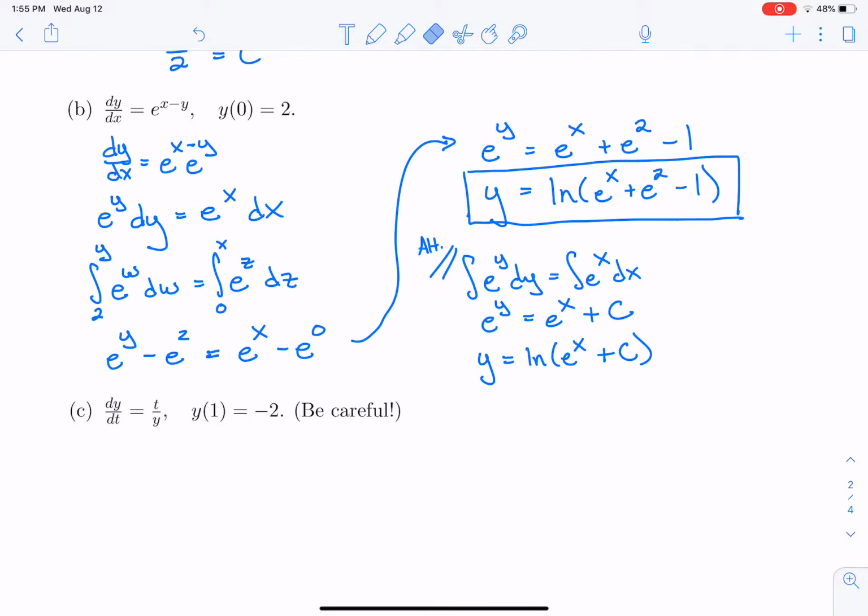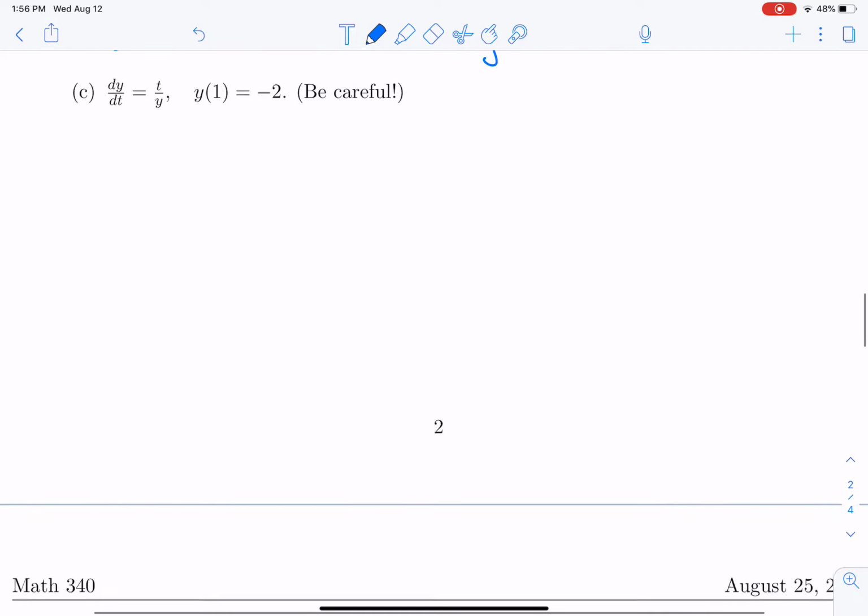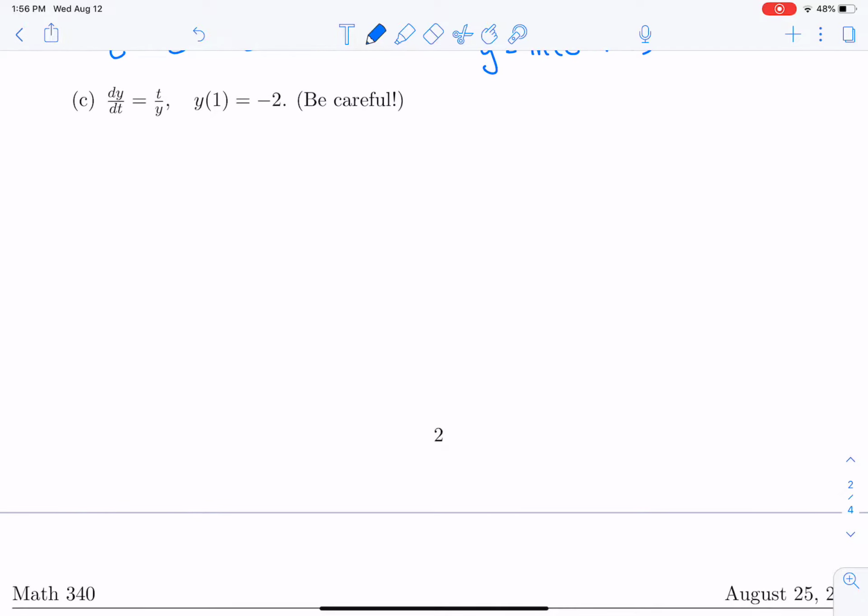Okay, so let's move on to one last example. Okay, dy dt is equal to t over y. And I'm going to separate the variables. I can see that I can do y dy is equal to t dt. I'm going to go ahead and do this using indefinite integrals again. So I can think about this as being the antiderivative of y dy equals the antiderivative of t dt.